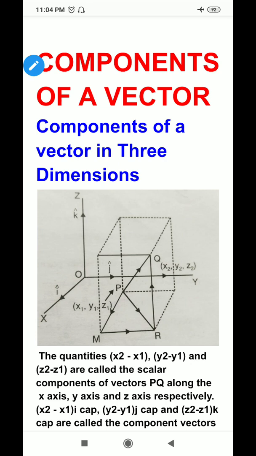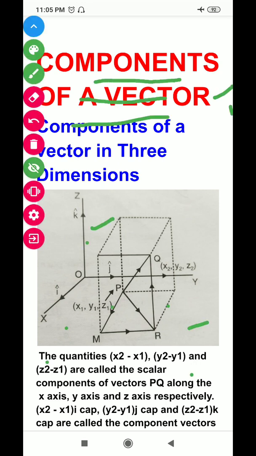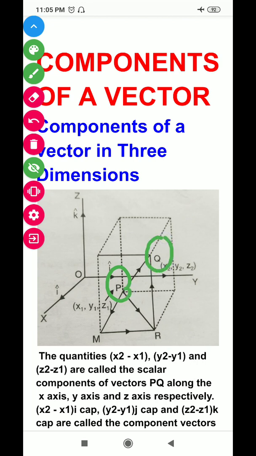So let's start. Components of a vector in three dimensions. Students, here we have three-dimensional space with x-axis, y-axis and z-axis, where i cap, j cap and k cap are the unit vectors along the coordinate axes. Here we have 2 points. The first point is P and the second point is Q. The position vector of P is x1, y1, z1 and the position vector of Q is x2, y2, z2. We need to calculate the components of the vector in three dimensions.